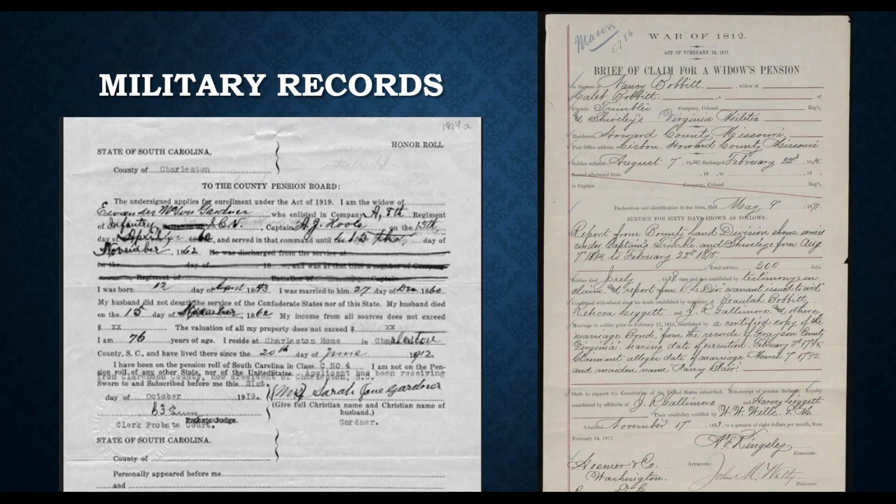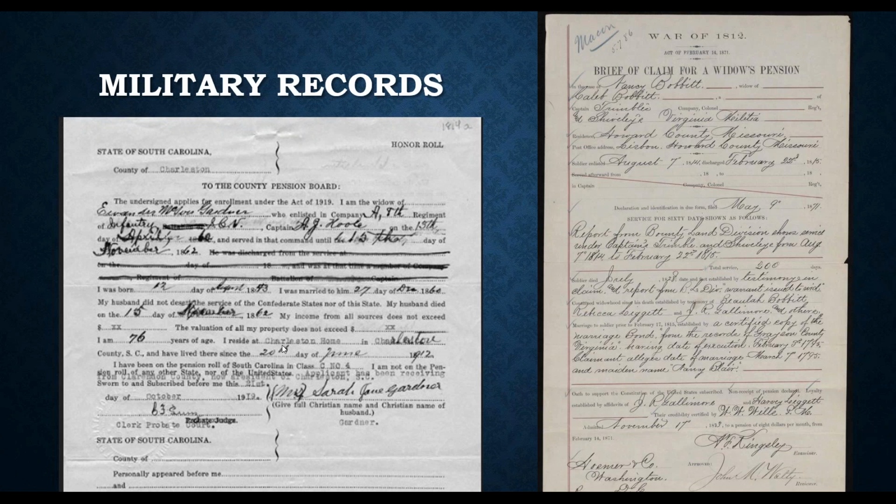Military records are another great find that we don't always think about to look for women, but particularly widows can create a lot of records in the military record area. On the left here is a Pension Act of 1919, and Sarah Jane Gardner is certifying that Evander McIver Gardner and his company information, and that she is living at the Charleston home, the poorhouse in Charleston, since 1912. And so she is applying for the pension.